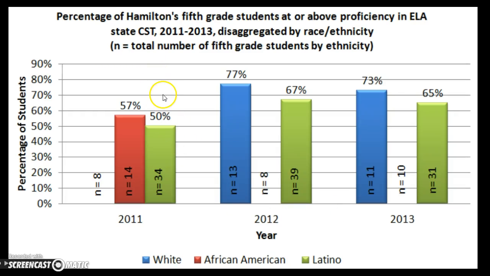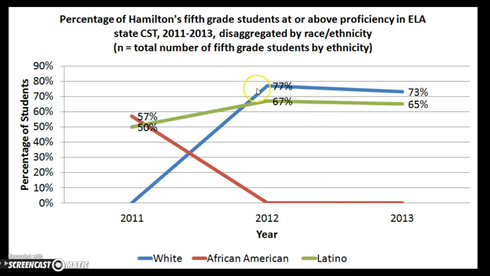We look at fifth grade and we see the same pattern. The blue is higher than the green. The white population, the percentage of white students achieving proficiency is higher than the Latino students. And it's consistent over the 3 years. Again, you see the gap here and the gap here.